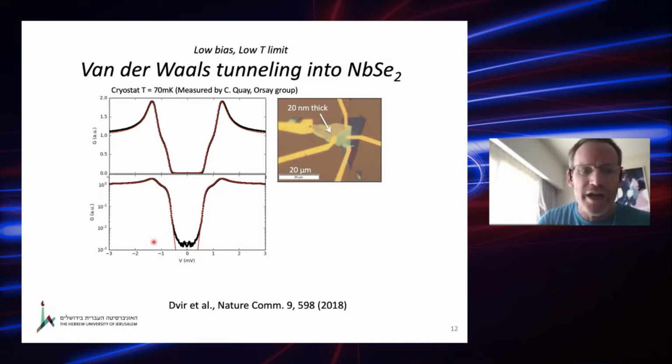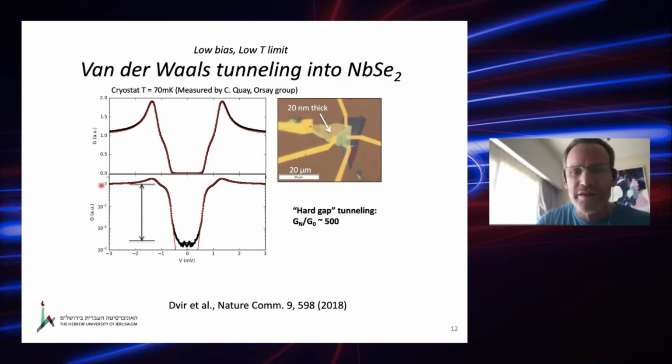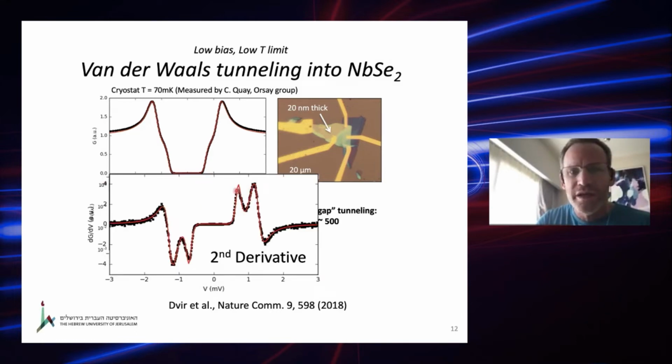There's a hard gap, meaning that on this logarithmic scale there's a 3-order of magnitude suppression of the subgap to over-the-gap conductance. And if we take the second derivative, we see very well-resolved two gaps, and that connects to the question asked in the previous talk: yes, niobium diselenide is a two-gap superconductor, and this two-gap superconductivity is very well resolved in the tunneling experiment.